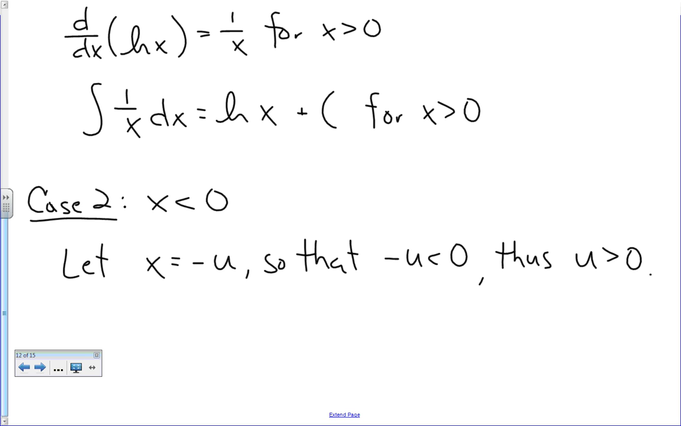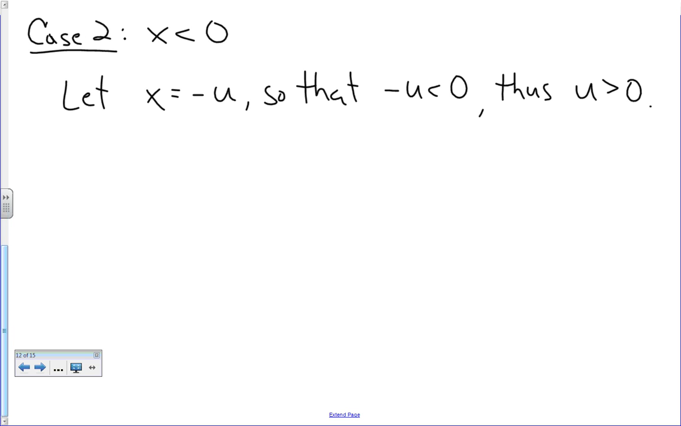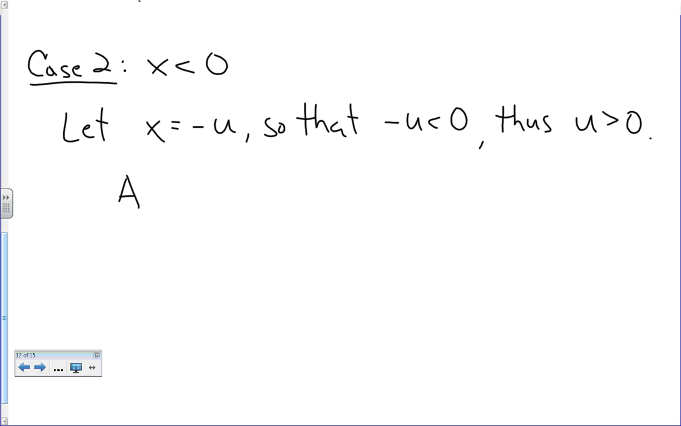All right. And we can also state that if x is equal to the opposite of u, I can find out what the differential of x is. dx would equal the derivative of negative u, which is negative 1, times the differential of u, du. That's just the opposite of du.